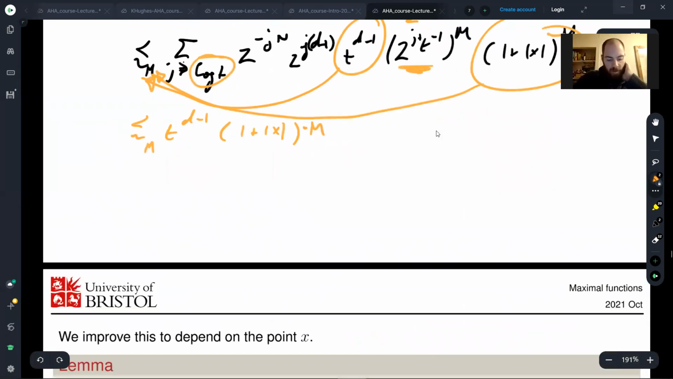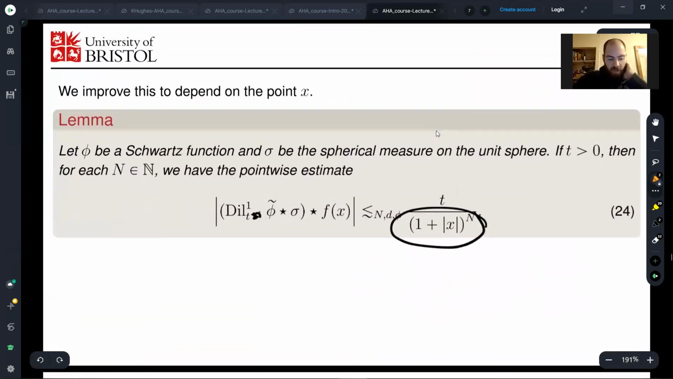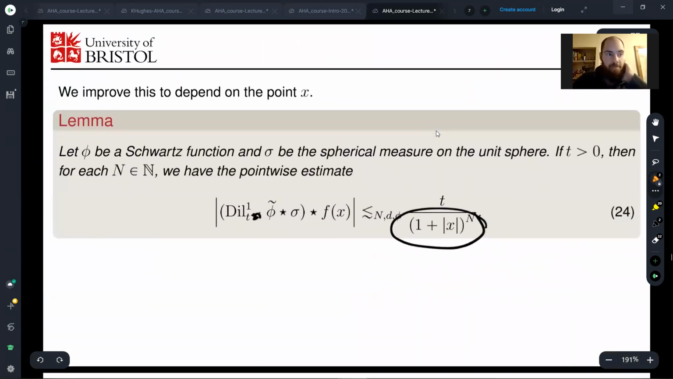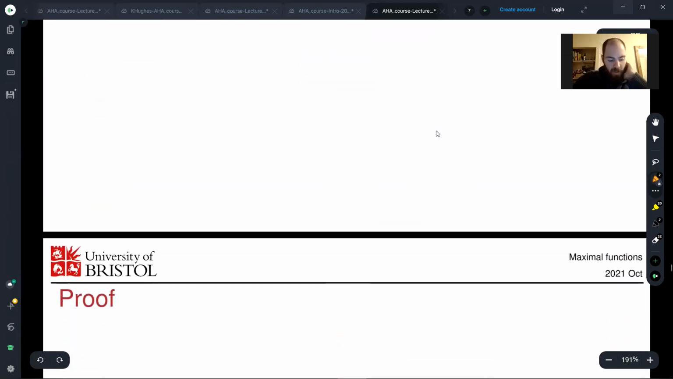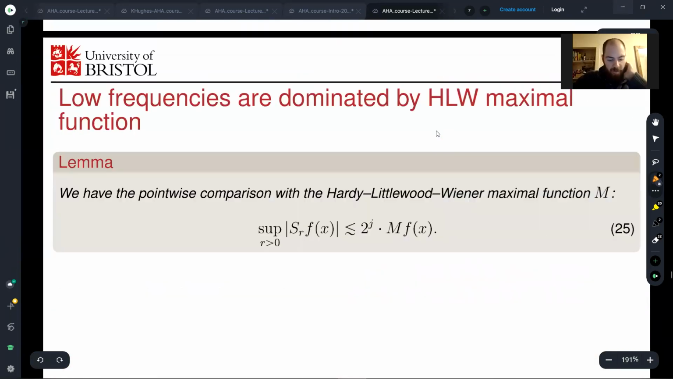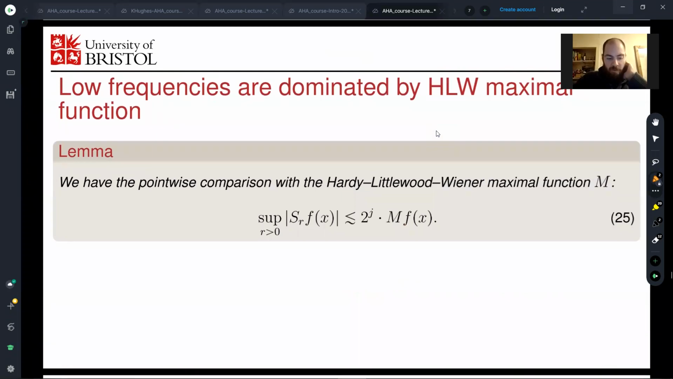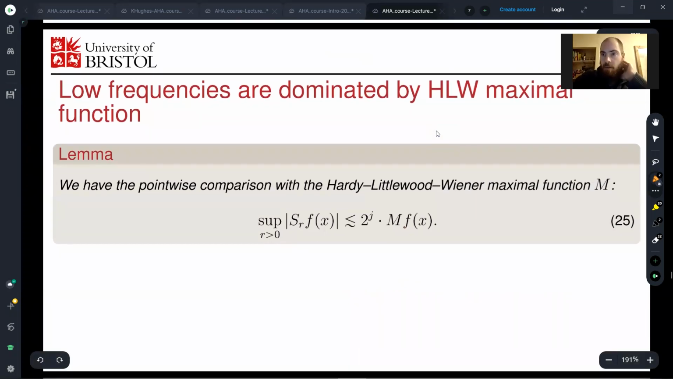Moving forward, then, we've got this lemma. And this is going to give us a nice comparison with the Hardy-Littlewood maximal function. What we find is that the low frequency part of the spherical averages is dominated by the Hardy-Littlewood maximal function. In fact, remember that's S, oh, that should say S high.